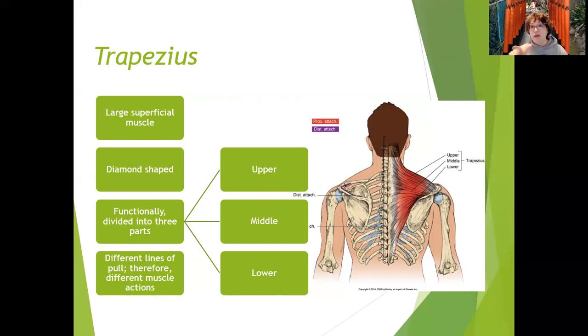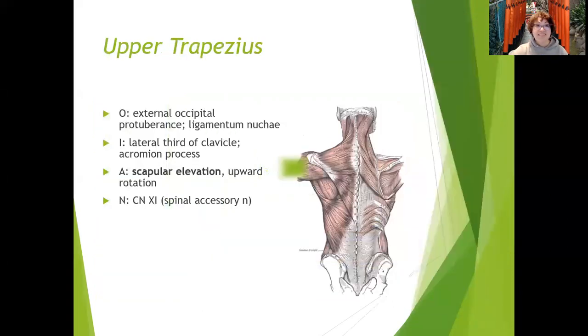So look at those fiber directions, and that's going to tell us a lot about what happens when the muscle shortens, because it's the myofibrils, the muscle fibers, that are going to shorten when the sarcomere shortens. And that's giving us our line of pull. So knowing that we have those divisions of the trapezius is going to help us remember that functionally, I hope.